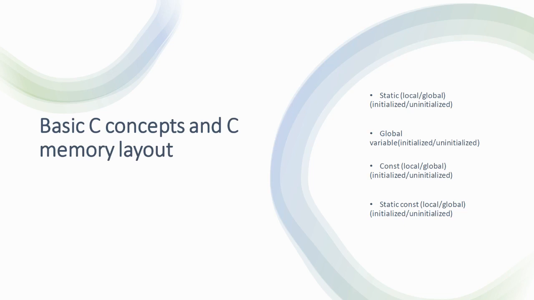The last one is a static constant. This is a special kind of variable whose value cannot be changed, even if it's local, global, initialized or uninitialized. So let's start with where all these variables are stored in the memory layout.